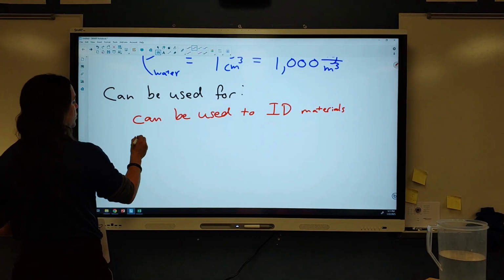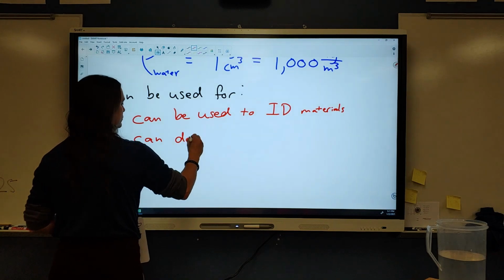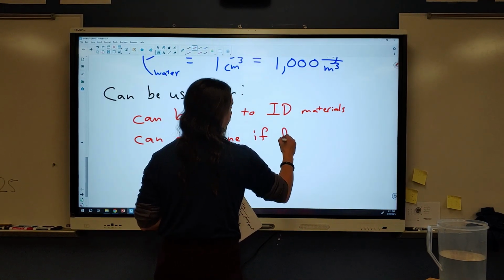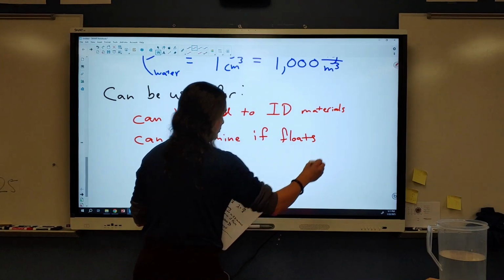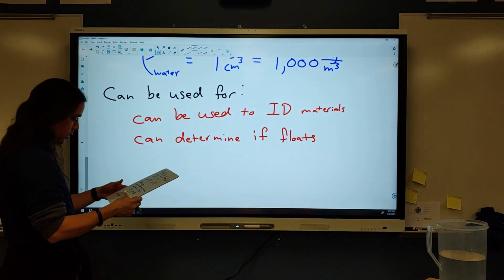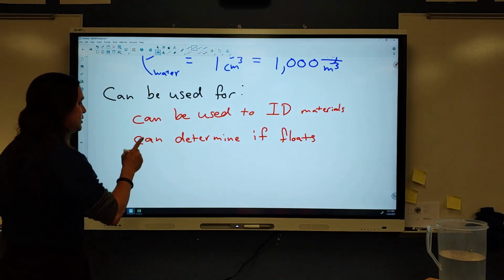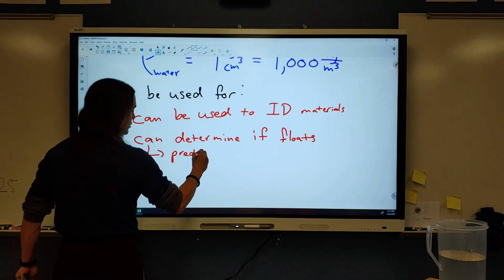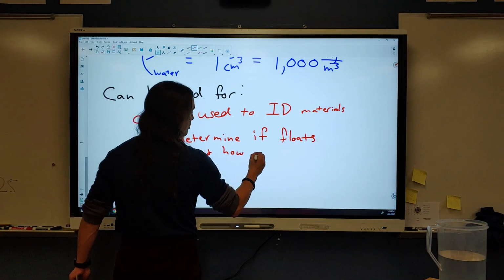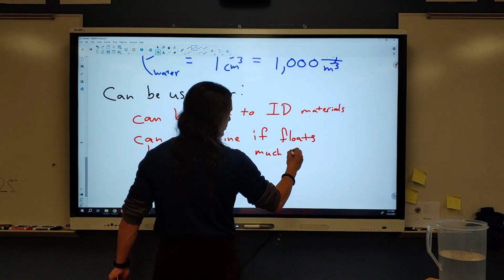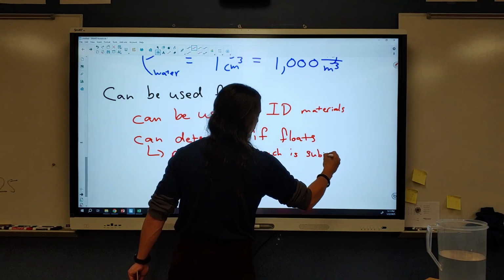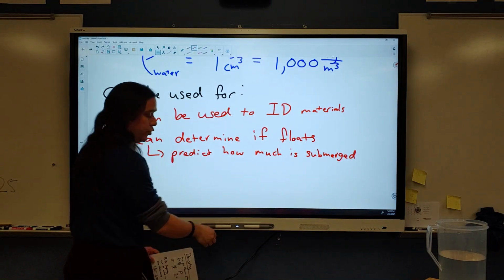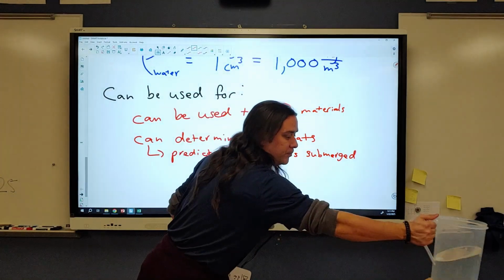Another thing that we can do is we can determine if the object floats. And that's where we're going to go with one of the next steps in our lesson today. And then finally, expanding on that, we can actually predict how much is submerged. Now, submerged is the fancy term for how much of this ends up under the water line. That's also why I have a picture.